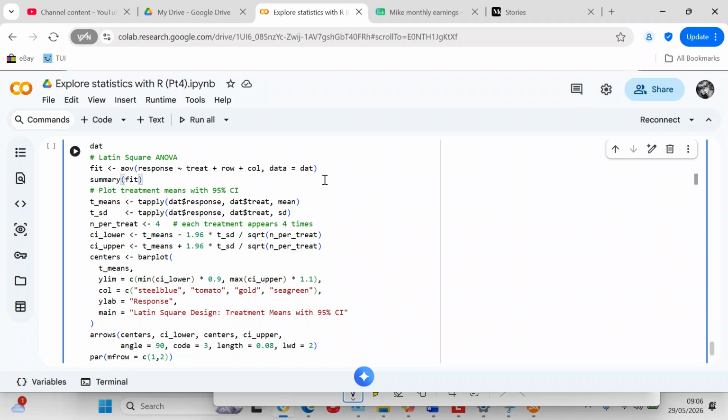So fit becomes aov, that's ANOVA, which is short for analysis of variance, brackets response, that's your Y variable or your dependent variable, then a squiggly sign, I think they call it a tilde, and treat plus row plus column. That's going to be your independent variables or your X variables, and data is going to be dat. And then you've got summary fit, so we're going to summarize the model.